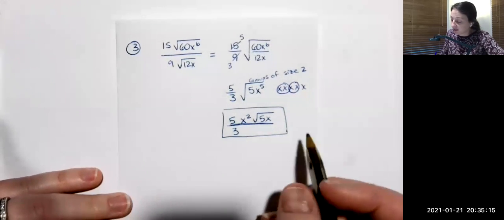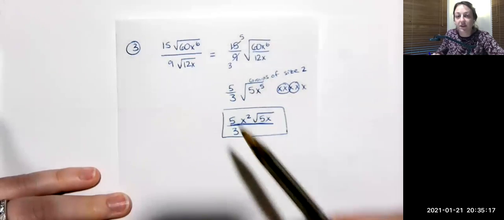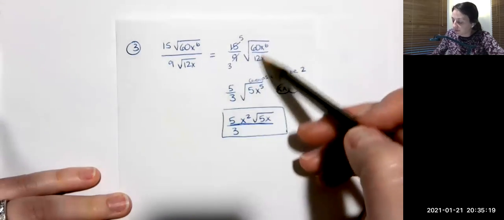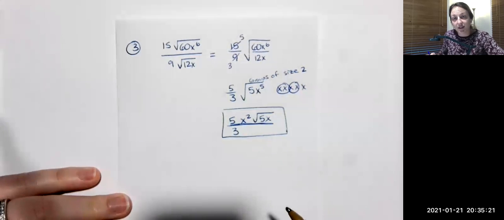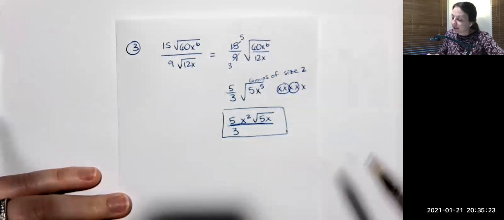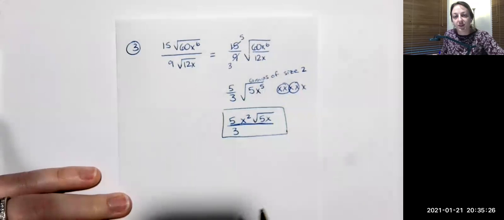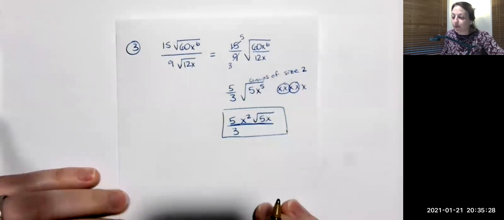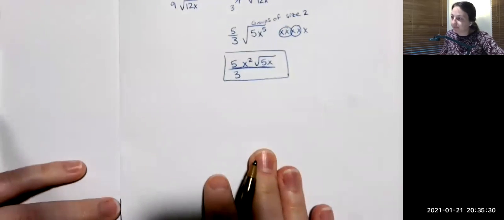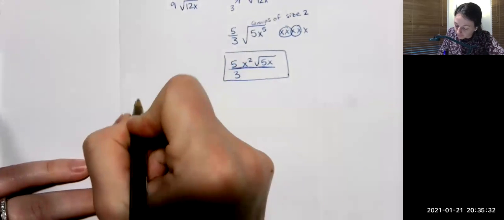Okay, so really all that you did here is you simplified the coefficients in the front, simplified the insides of the radicals, the radicands, and then you found groups of size 2 to bring out of that square root. So that's number 3. Let's look at number 4.